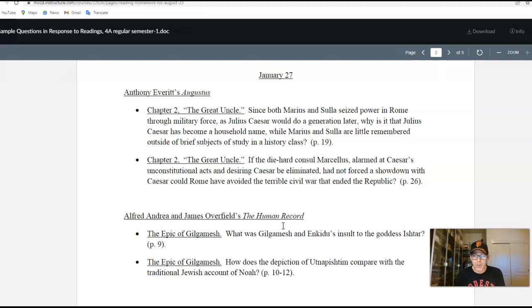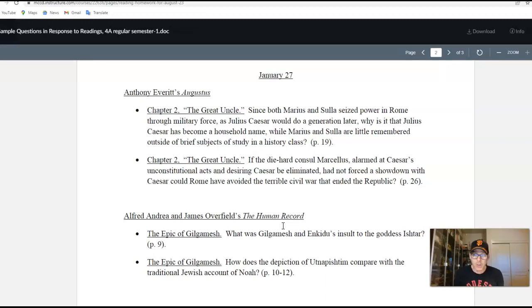So most of you will be creating two questions based on those two reading assignments that are due on that day, in my sample, January 27. So you have two questions based on Augustus Chapter 2. And then you have two questions based on the other assignment that was also due that day, which is the Epic of Gilgamesh in your textbook, The Human Record.